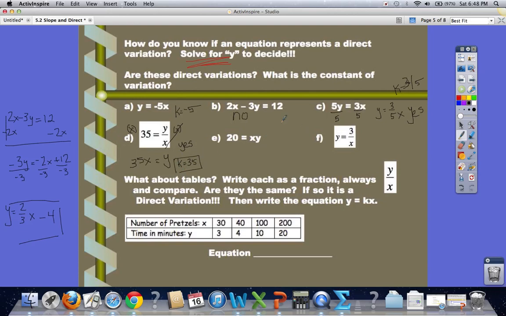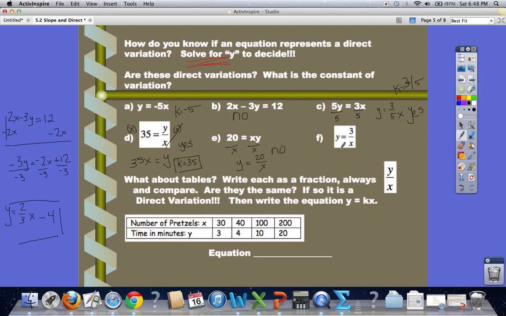All right, how about this one? We have to get y by itself, so we need to divide by x. This one ends up being y is equal to 20 over x. Now, is that in y equals kx form? No, this one is not. Okay, this one is not a direct variation. So this would be a no. Cannot have the x on the bottom for a direct variation.